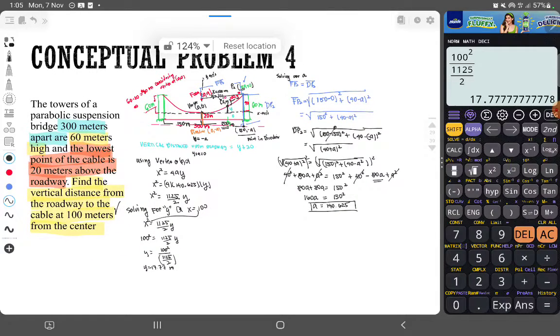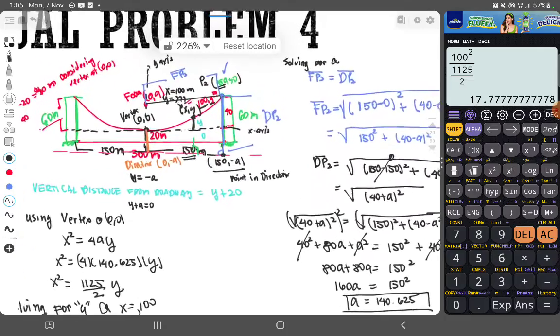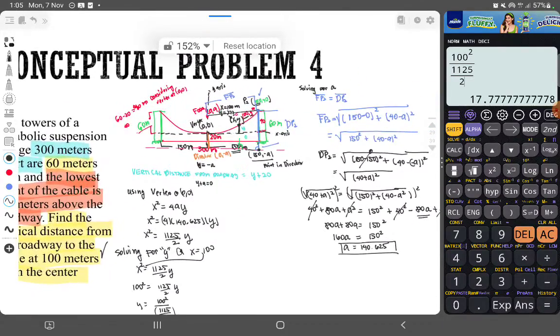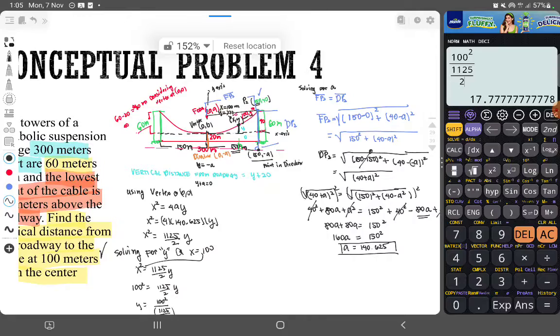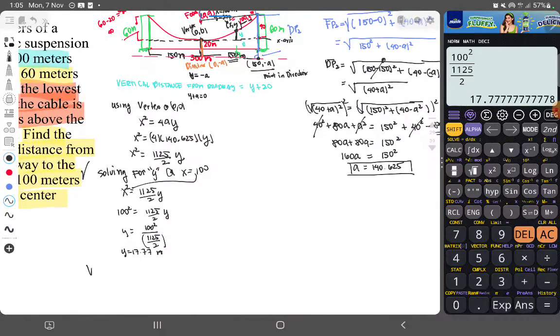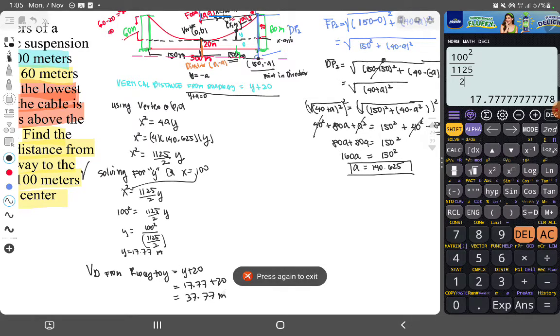Okay, basing it on my diagram a while ago, our vertical distance, or I will call this my VD, from our way to y is equal to y plus 20, in which I will have 17.77 plus 20 or 37.77 meters. Okay, that is my answer.